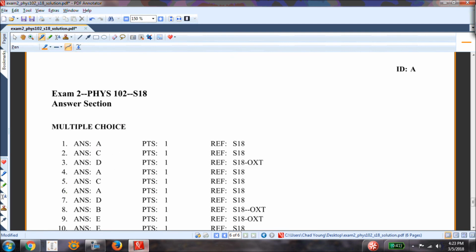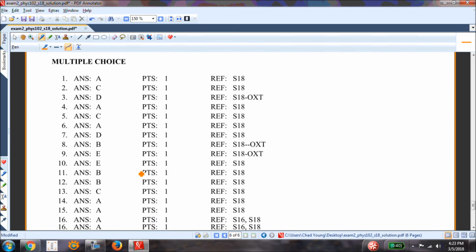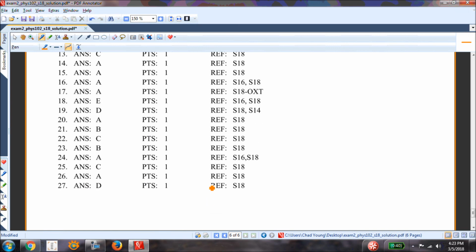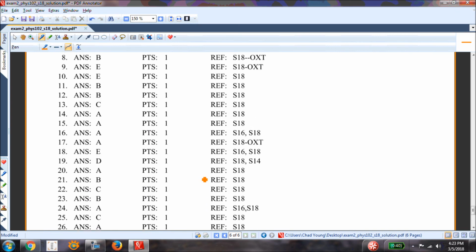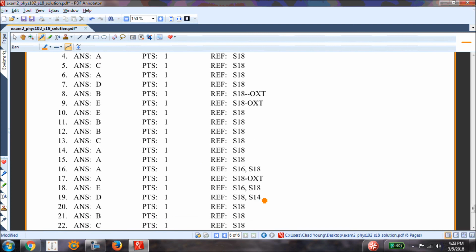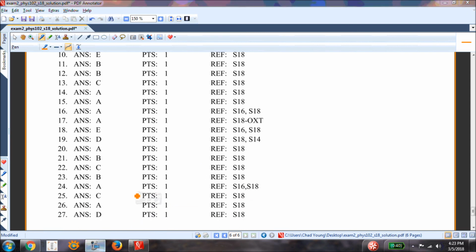Let's see, and there will be a throwaway question. Not a throwaway, a speaking of truth question. There's the answers. Notice that a number of these are from OpenStax 4, and actually more than that were very similar to OpenStax questions.